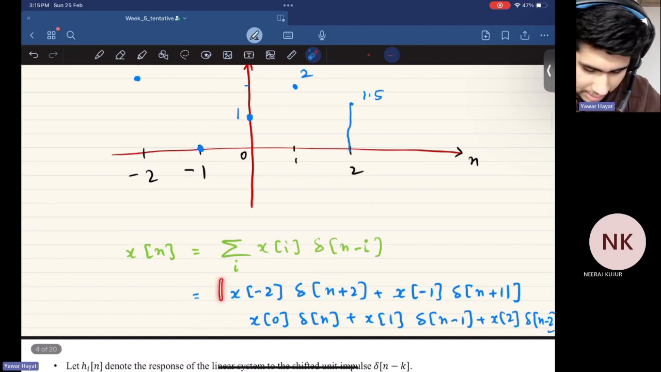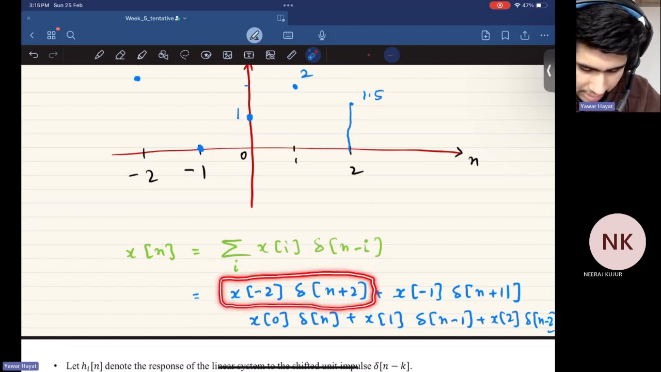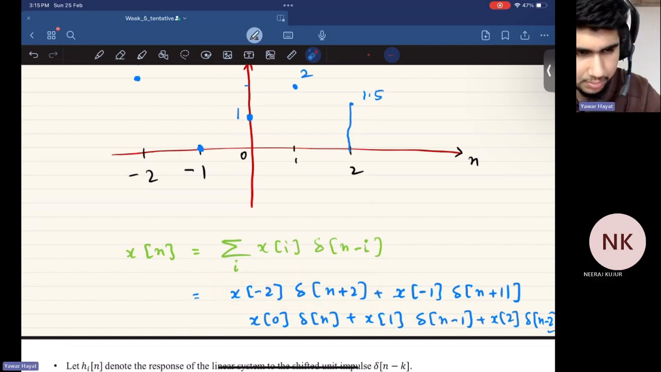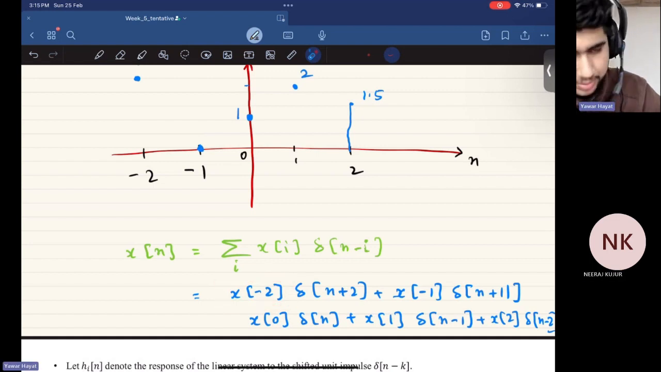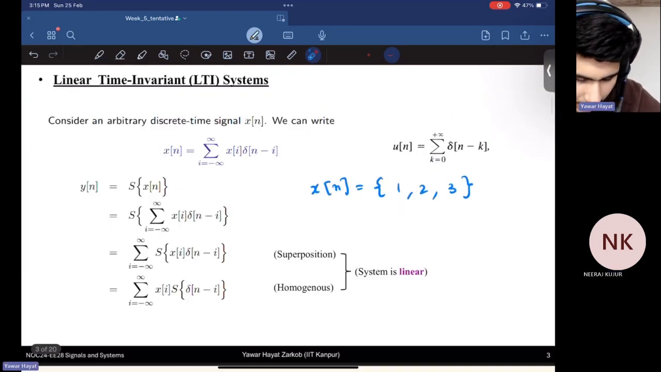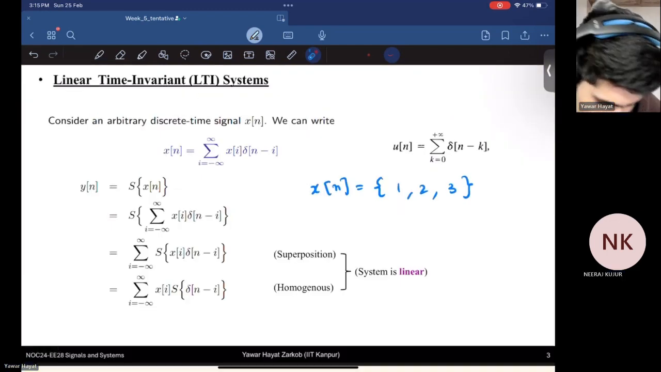Similarly, what will happen for delta of n plus 2? This would be 0 for all n except n equals minus 2. And what would be the value at n equals minus 2? The value that x takes at minus 2. I hope this makes sense, that this is not a number but a sequence x of n. Is that clear? Okay, now let's go back to this.